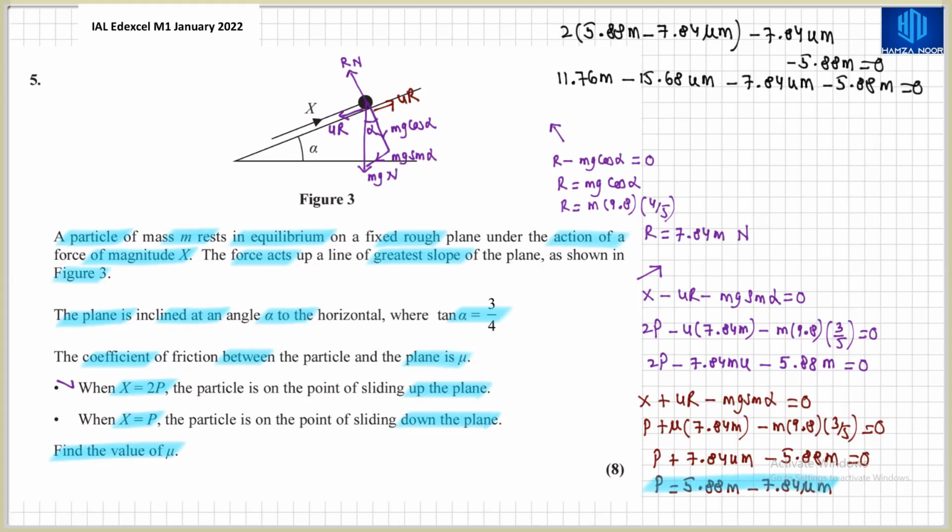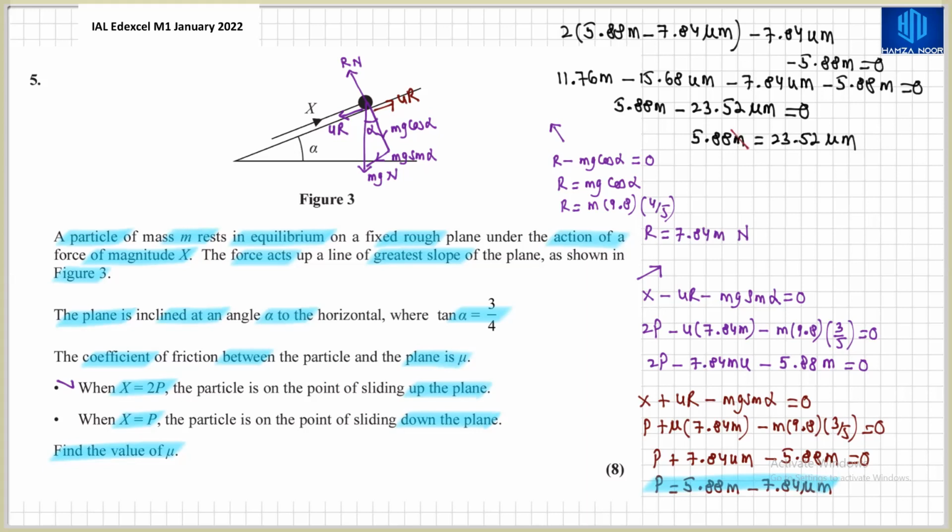So what we can do over here is simplify the terms. Okay, so 11.76 minus 5.88, this will be 5.88. So 5.88 m minus 15.68 minus 7.84, this is supposed to be minus 23.52. So minus 23.52 times mu times m, and this whole thing is equal to 0. So therefore 5.88 m is equal to 23.52 times mu times m.